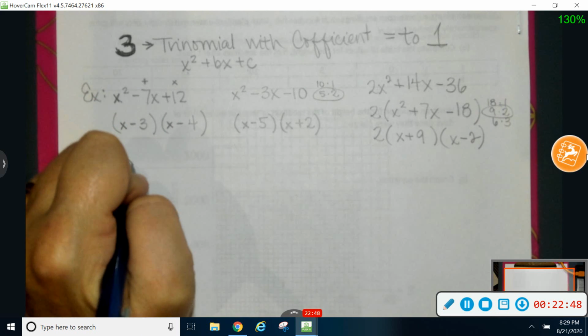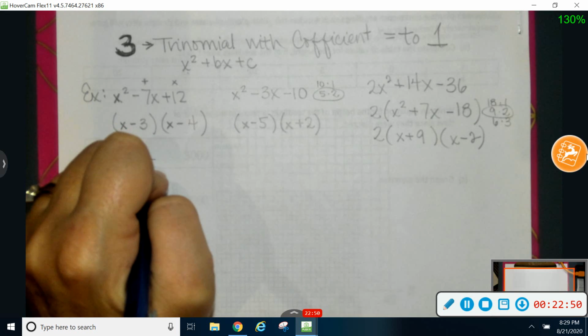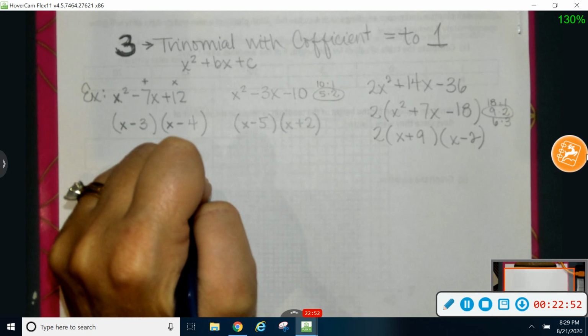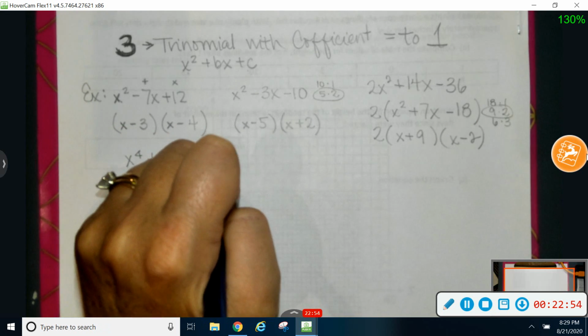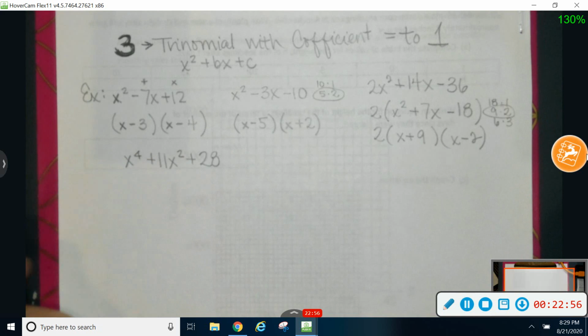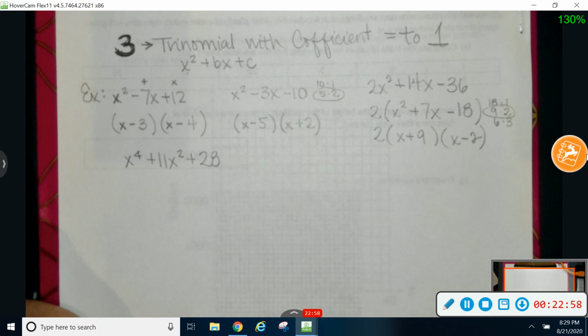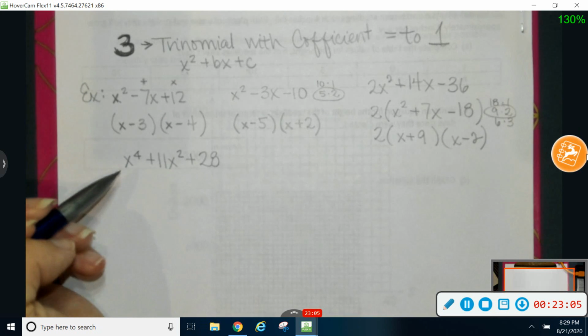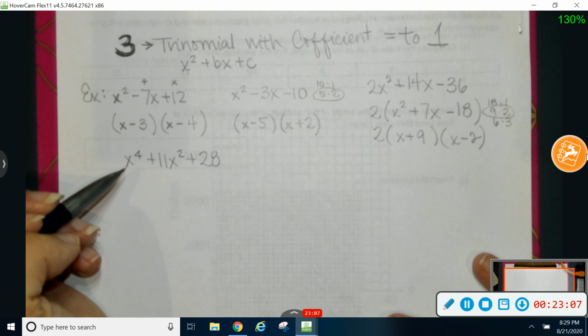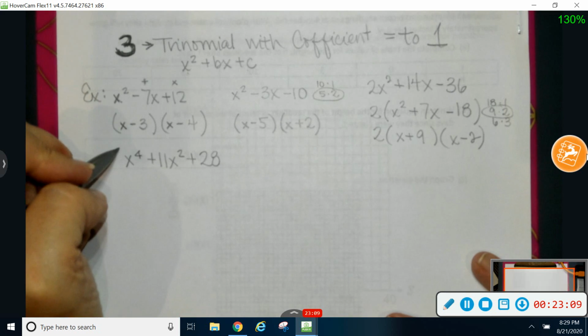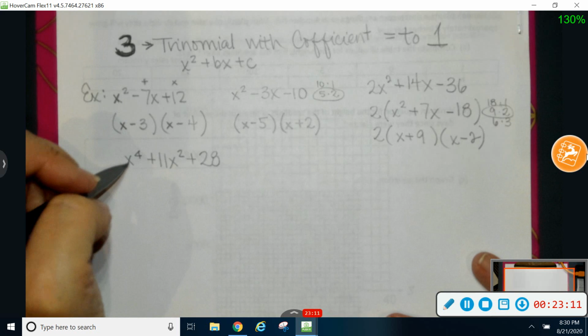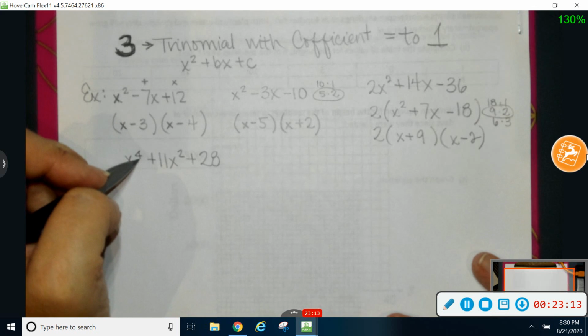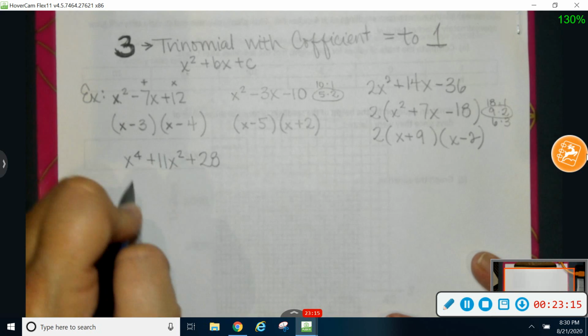And last one in this category, what if we have an x to the 4th plus 11x squared plus 28? X to the 4th plus 11x squared plus 28. GCF? No, nothing that all 3 share. Not a common coefficient, not a common variable. 3 terms with a leading coefficient of 1. But this is an x to the 4th, and this is an x squared.